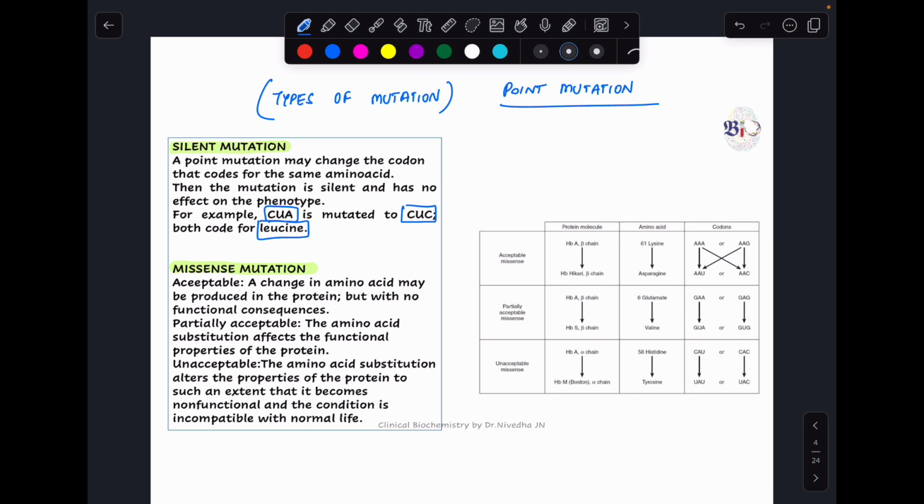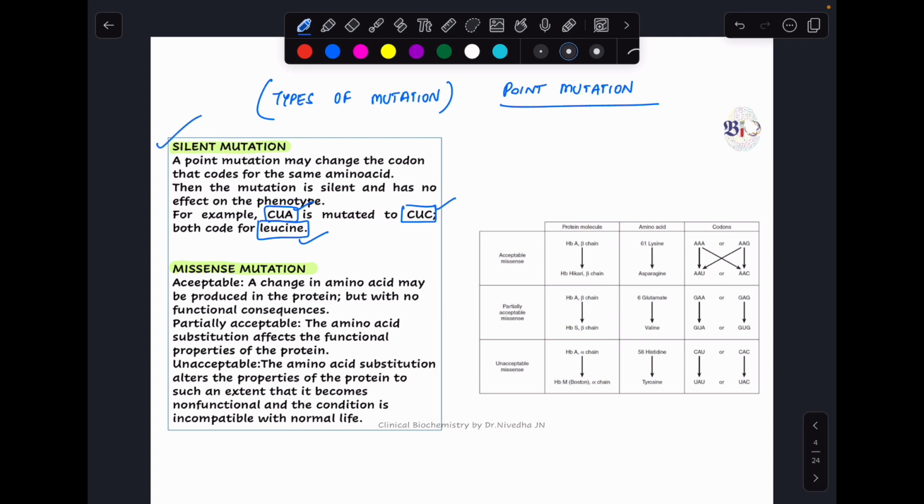So in that context you can understand that even if there is a point mutation which has occurred in these two codons, both of them code for leucine. So here the amino acid sequence is not altered, so the protein that is formed is not altered. So here you call this point mutation a silent mutation.